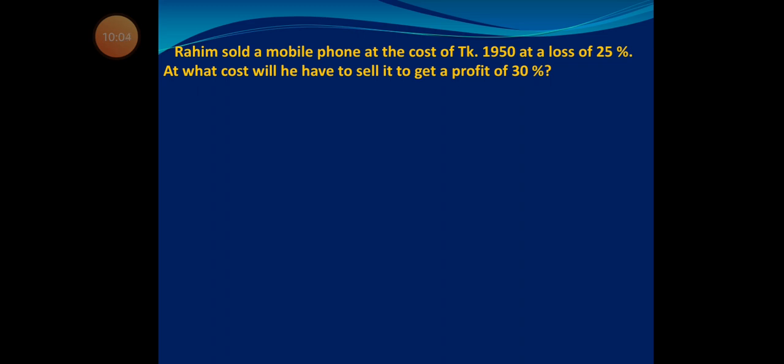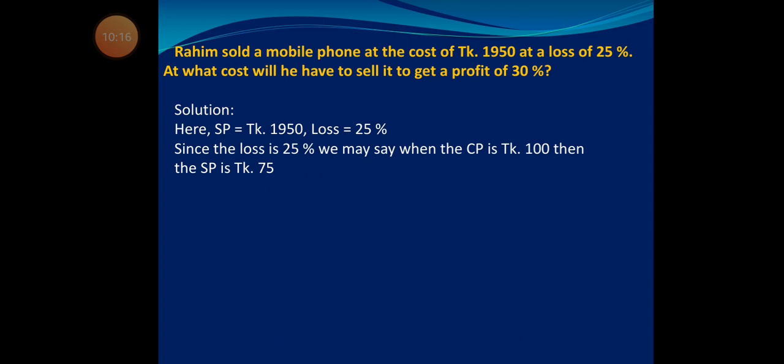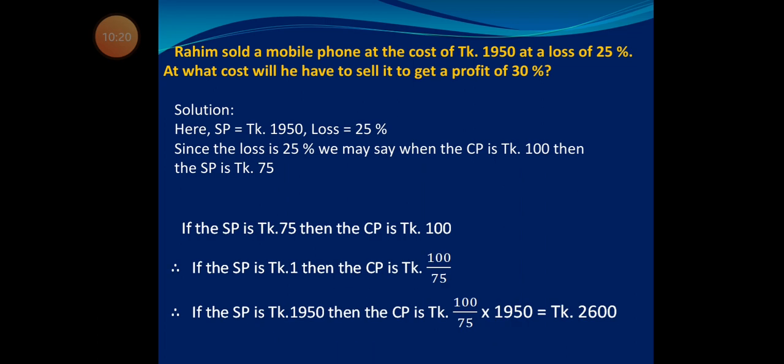We observe that the loss is 25%, and this means when we buy anything at taka 100, we are selling it at taka 75. This is what 25% loss means. That is, when the cost price is taka 100, then the selling price is taka 75. If the selling price is taka 75, then the cost price is taka 100. Then if the selling price is taka 1, what is the cost price? 100 over 75, and the selling price 1950 is given. So when the selling price is 1950, then the cost price is 2600.